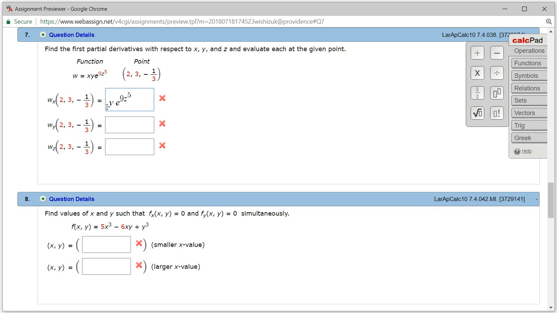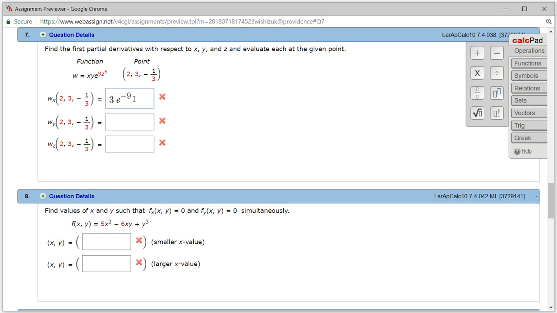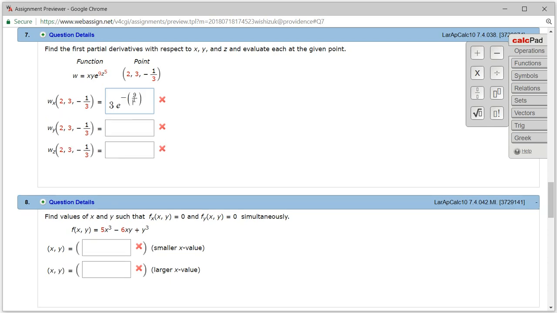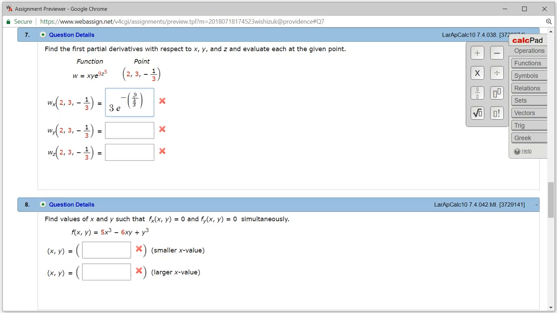And the y is 3, so I'm going to plug in 3 here. And the z is going to be negative 1/3. So I'm going to put negative 1/3, so it's going to be negative, and then divided by 3 to the fifth power. So I'm going to write that over 3 to the fifth power. But we can cancel.